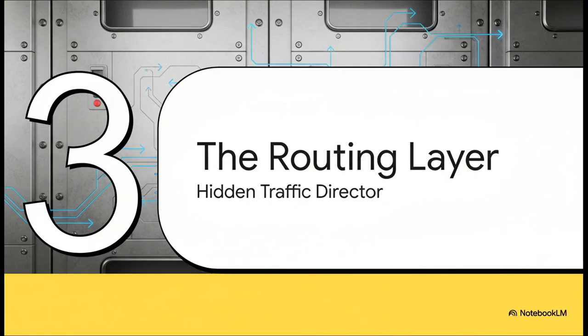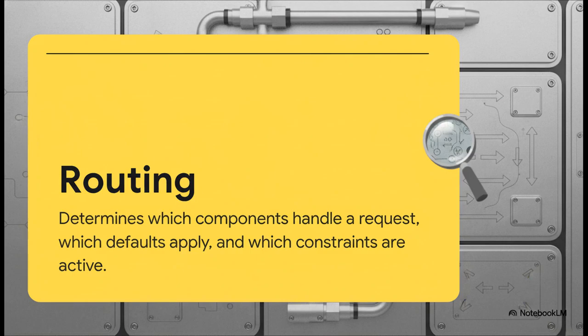The first major piece of the puzzle is something called the routing layer. The best way to think about it is like a hidden traffic director. It's making critical decisions about your request before a model ever even sees it. And what's really important to get is that routing isn't just one simple thing. It's this whole process that decides exactly where your prompt is going to go, which settings get applied to it, and what rules it needs to follow. This one invisible step has a huge impact on the final output you see.